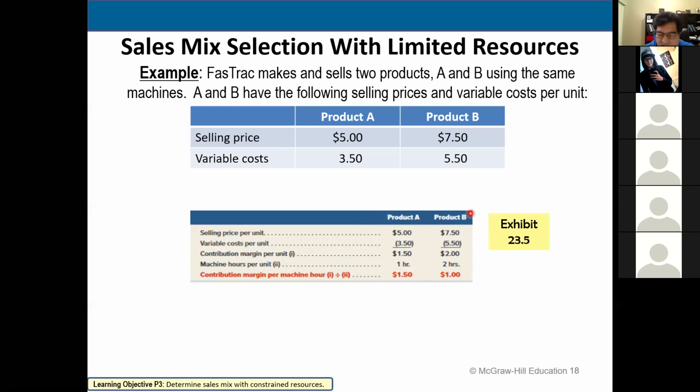Does everyone understand that part? So if there was another constraint, say that you can only sell 1,000 units of product A, that means your first 1,000 hours will be used to make product A, and then whatever remaining hours are, will be used to make product B.